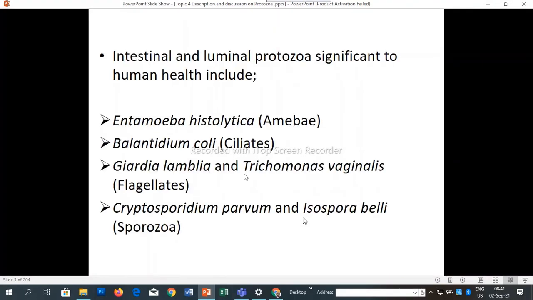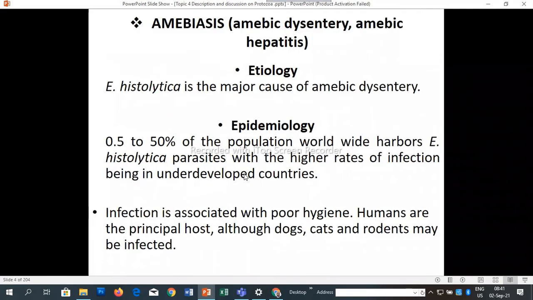So, amoebiasis is a disease caused by Entamoeba histolytica, and we can have what we call amoebic dysentery and amoebic hepatitis. It means that Entamoeba can affect the gastrointestinal tract, but also Entamoeba can perforate the intestine and go to affect the liver, causing amoebic hepatitis. So Entamoeba is the major cause of amoebic dysentery.